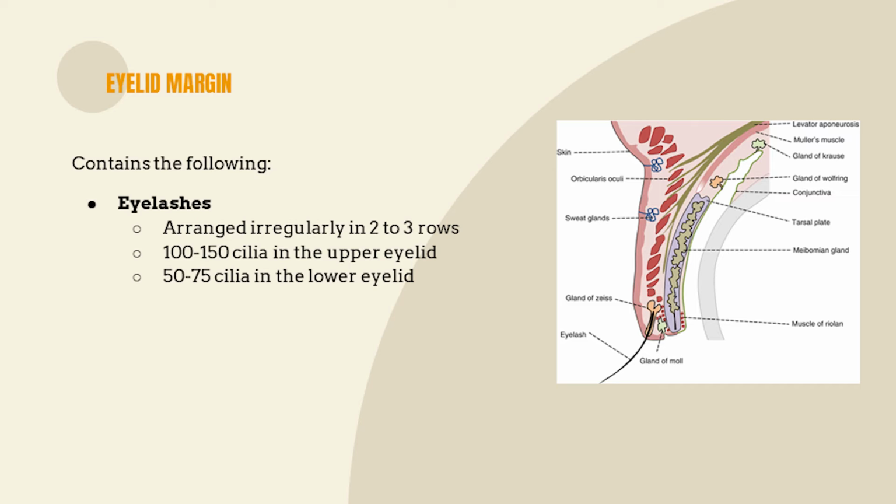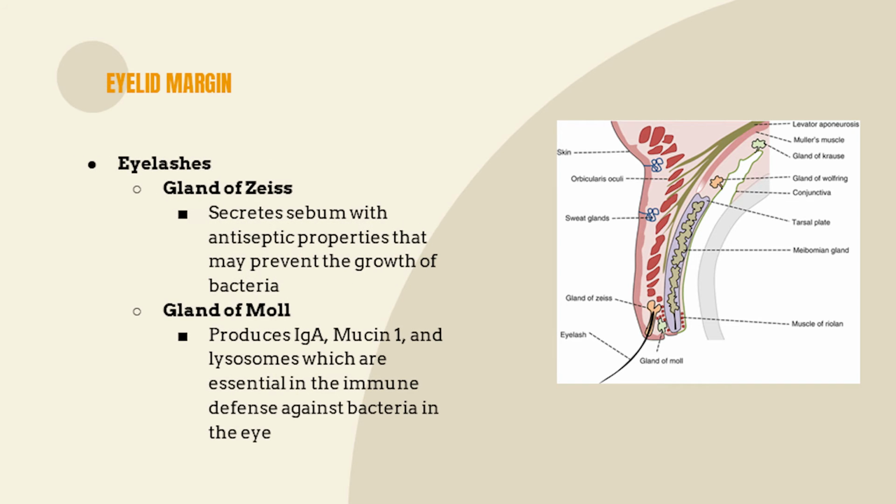Your eyelashes are arranged irregularly in 2 to 3 rows. So, in the upper eyelid, you have 100 to 150 cilia, and in your lower eyelid, you will have 50 to 75 cilia. So, your eyelashes contain 2 glands, your gland of Zeiss and your gland of Moll. So your gland of Zeiss, it secretes sebum with antiseptic properties that prevents the growth of bacteria.